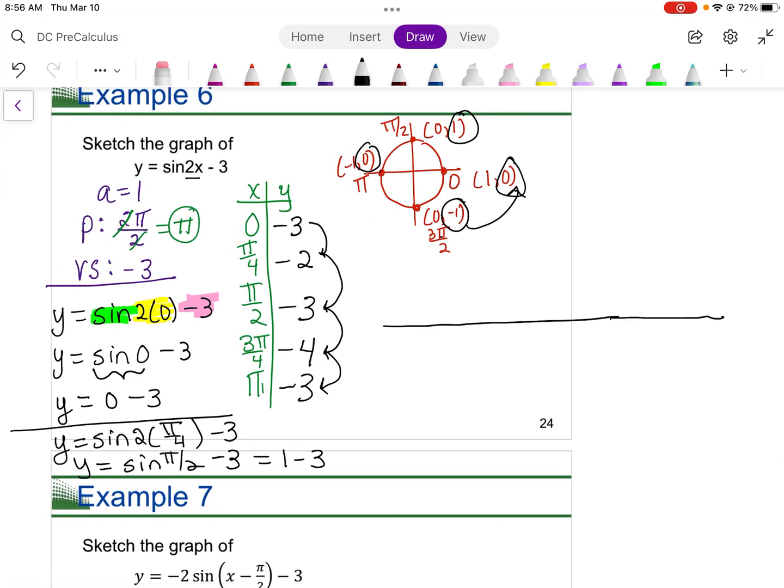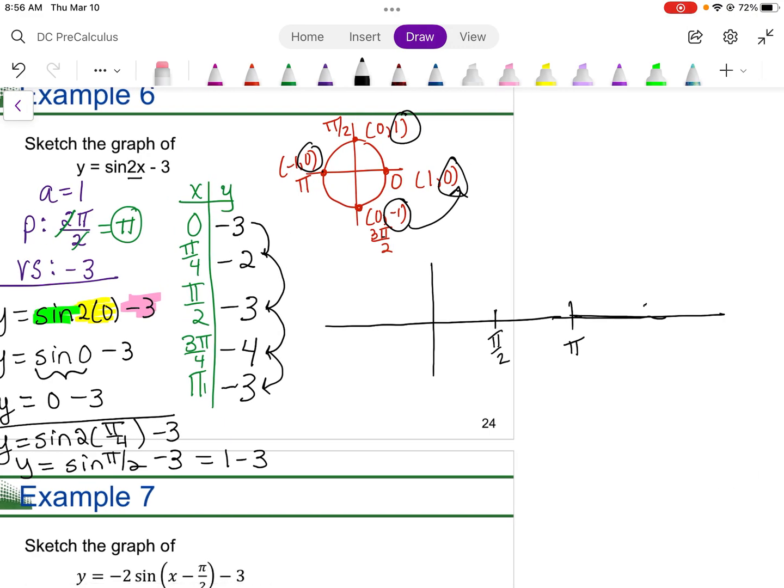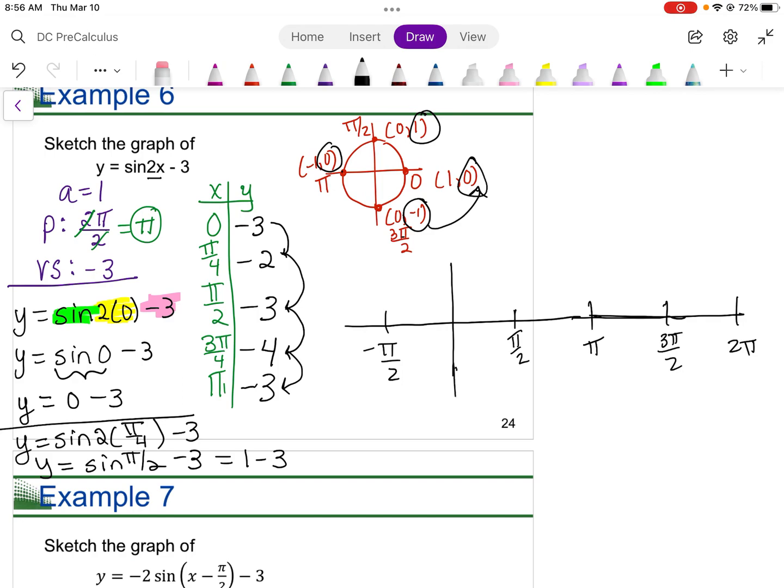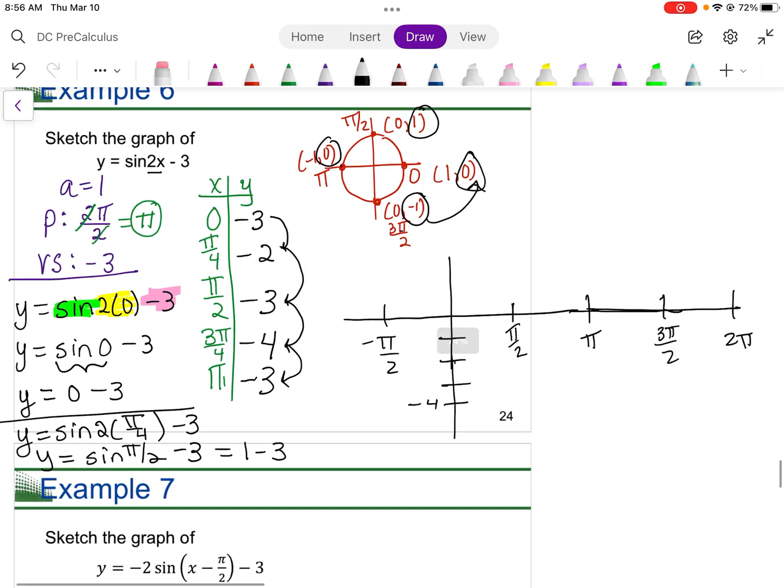All right, so for my scale, I'm going to do probably pi over 2, pi, keep on going here to the right, 3 pi over 2, 2 pi, and then I'm just going to go backwards pi over 2. Let's see here. We're going to have everything down below. So 1, 2, 3. Let me do that one again. 3, 4. So there's -4.